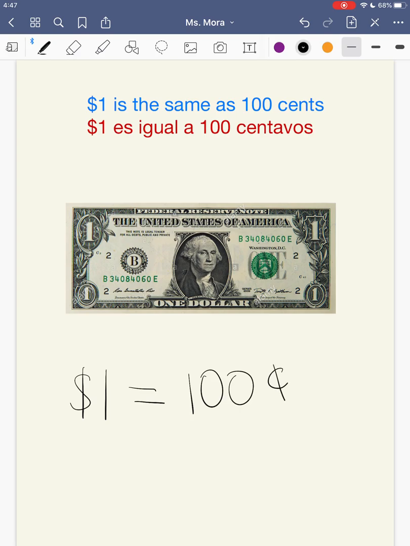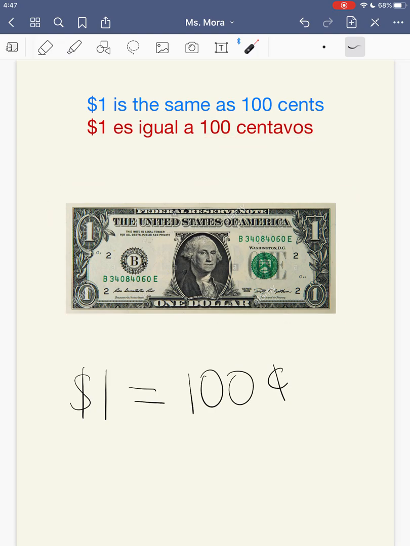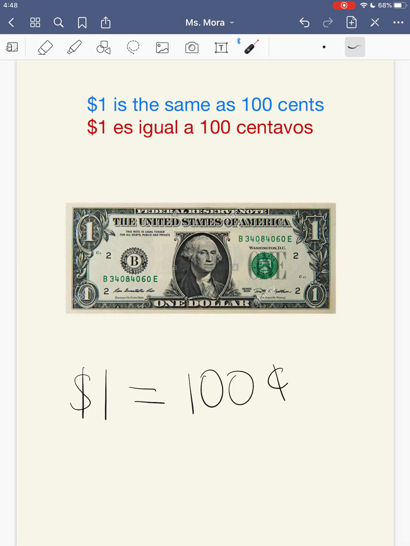Okay, so $1, un billete de $1, es igual a 100 centavos. Ok, así es que puedes tener 100 monedas de 1 centavo es igual a un billete a $1, o 10 monedas de 10 centavos es igual a $1, o 20 monedas de 5 centavos son igual a $1, o 4 monedas de 25 centavos son $1, pero recuerda que siempre $1 está hecho de 100 centavos. Así es que otra manera de escribir $1 es 100 centavos. Okay, so eso lo vamos a ocupar hoy.